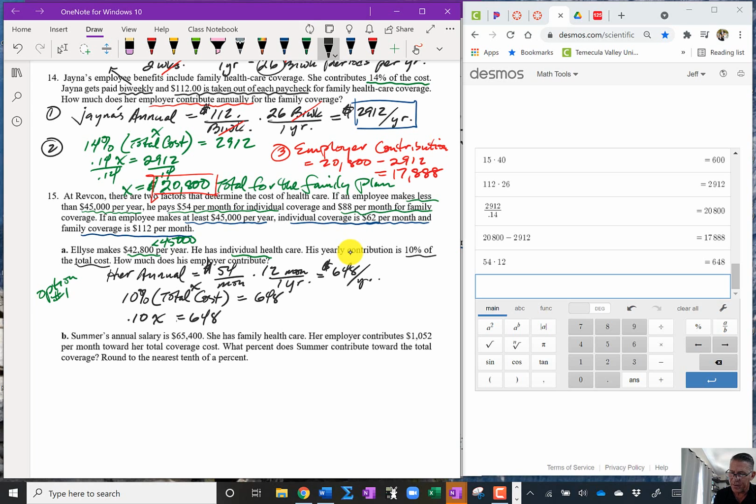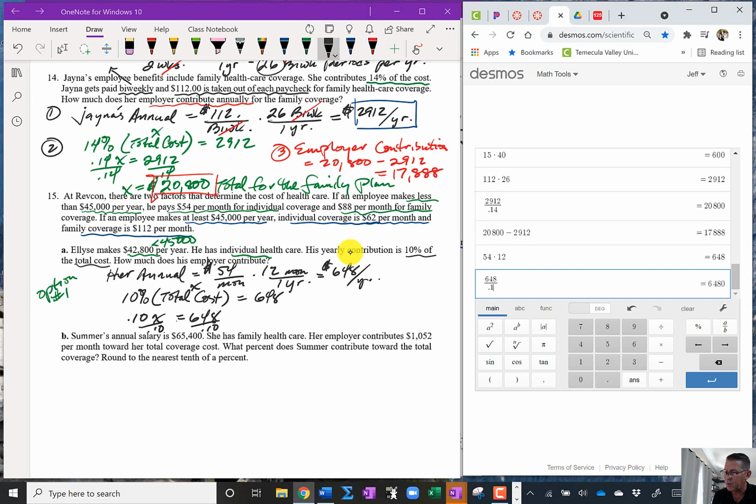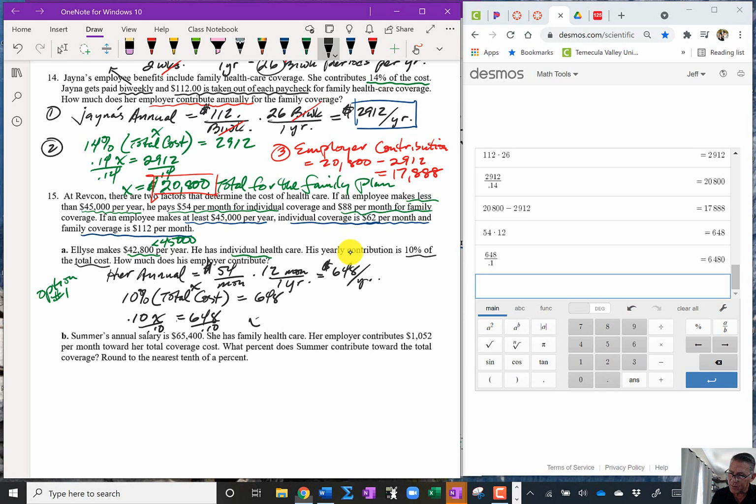So to figure out her employer contribution, you take the total, which is 6,480, minus her contribution of 648. So 6,480 minus 648 is $5,832. That's what the employer pays in her case.